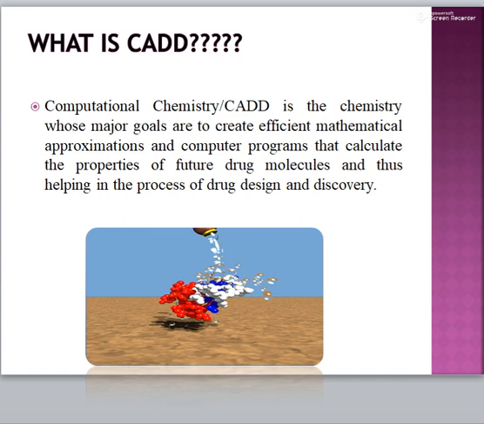So, simply speaking, when you use computers to make mathematical calculations as well as computer programs, so that we can find out which is the prospective or future drug molecule, it helps in the process of drug designing and discovery. So the use of computers for drug discovery as well as drug designing is referred to as CAD.